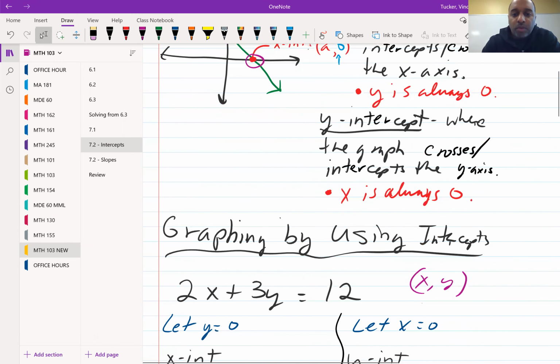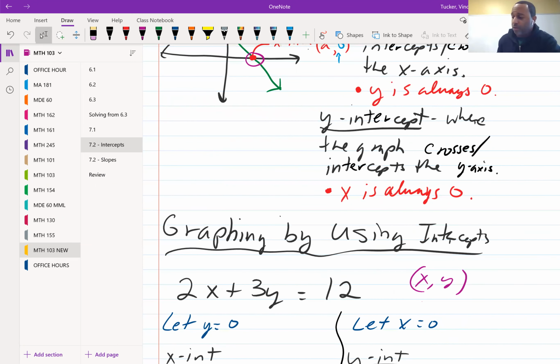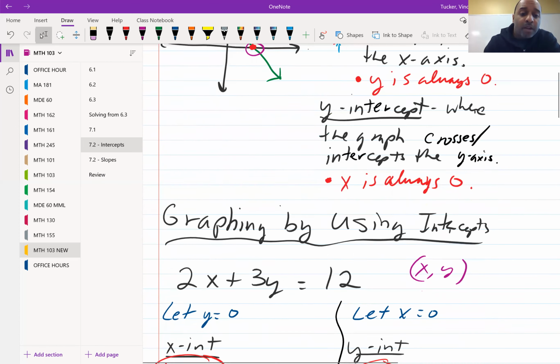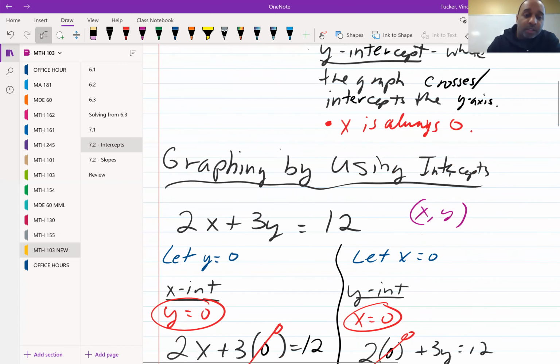All right, so let's use this method of graphing by using our intercepts. So let's say we have 2x plus 3y equal to 12. Doesn't matter which intercept you find first. I always find my x-intercept first, but like I said, it doesn't matter which one you decide to find first. But if you're going to go with your x-intercept, you always have to start off by letting y be equal to 0.